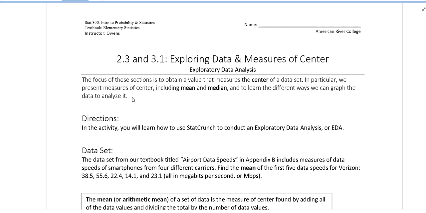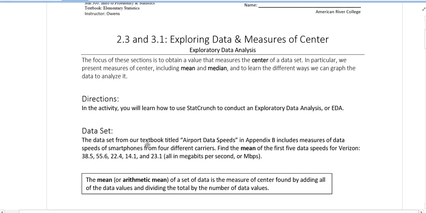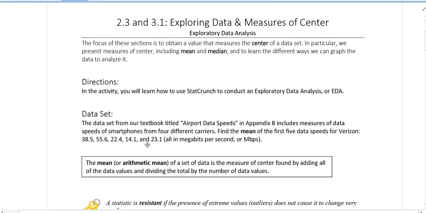Hi there, in this video we're going to go over sections 2.3 and 3.1. So we're going to explore some data and the measures of center, and we are also going to learn how to use StatCrunch. And I will go over one of the homework problems from my math lab so that you know how to take that data from my math lab and put it in StatCrunch.